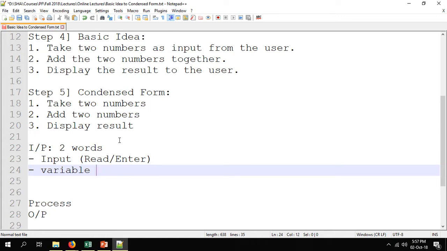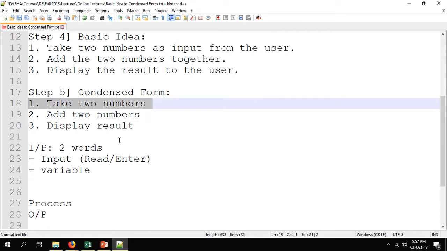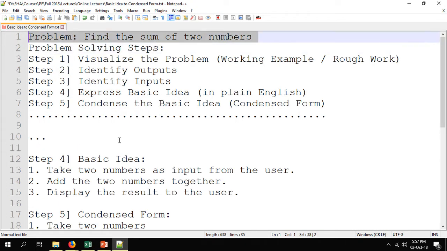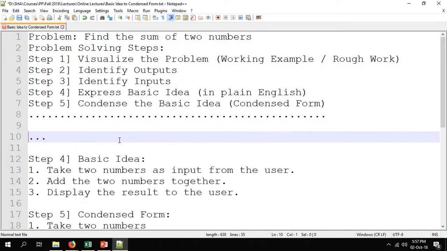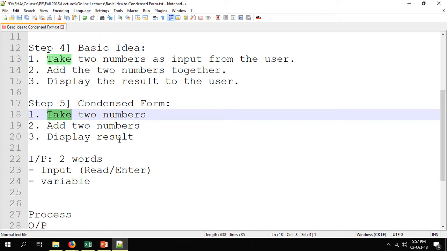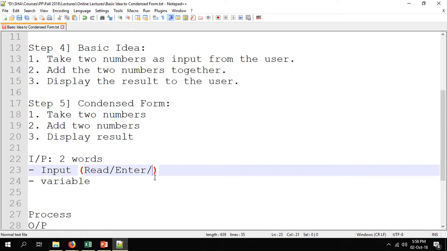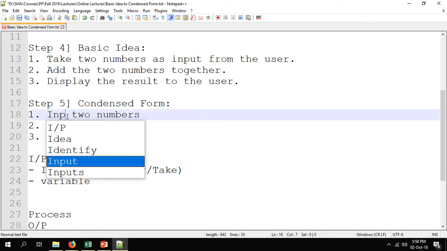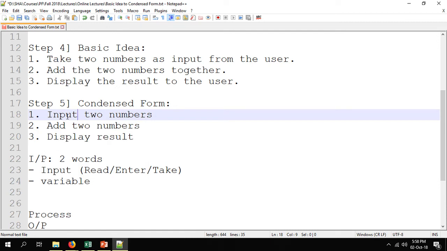So let's now apply these rules to step number one, the first input statement of our condensed form for the problem that we discussed, which was to find the sum of two numbers. So let's apply these rules on this first step, which is take two numbers. So the first word should be, we have fixed, this can be take as well. Let's say read, enter. Take can also be considered a synonym, but the first word should be input. So let's replace this with input. So now it's something like this.